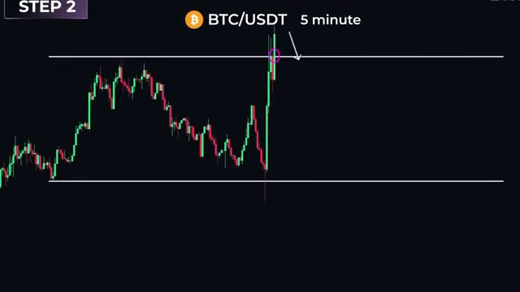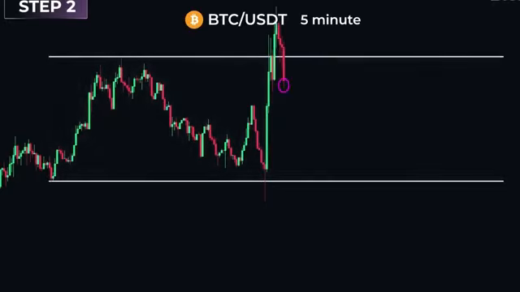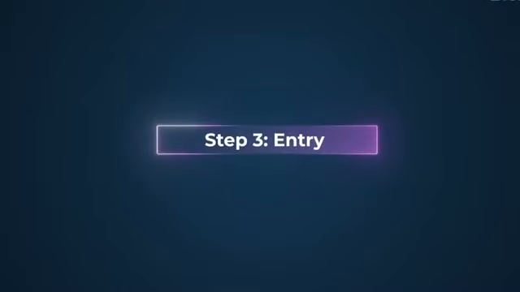After the breakout, we then wait for price to re-enter and close back inside the range again. But make sure that all of this happens within the same day as the 4-hour range we marked. Once that sequence plays out, we move to step 3, which is our entry.